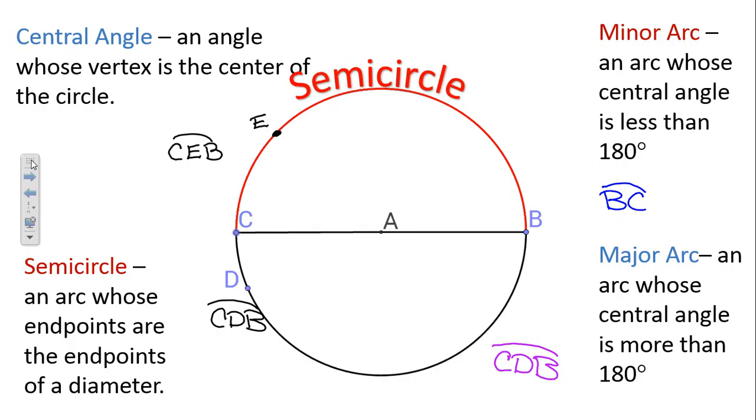So central angles form major arcs and minor arcs. A minor arc is denoted with a two-letter combination. A major arc is denoted with a three-letter combination. A minor arc has a central angle that is less than 180 degrees. A major arc is more than 180 degrees.